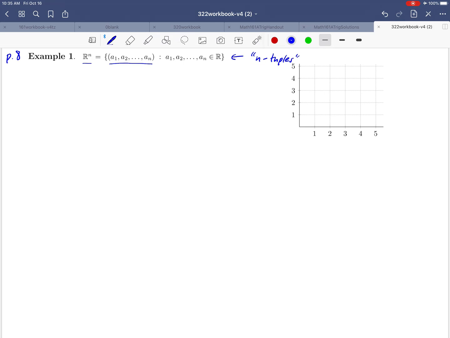Okay, so we're making the claim that this is a vector space. If that's really true, then there should be two operations that we can specify, vector addition and scalar multiplication. So we need to specify how those are defined. Okay, so let's do that. So addition and scalar multiplication are defined component-wise.